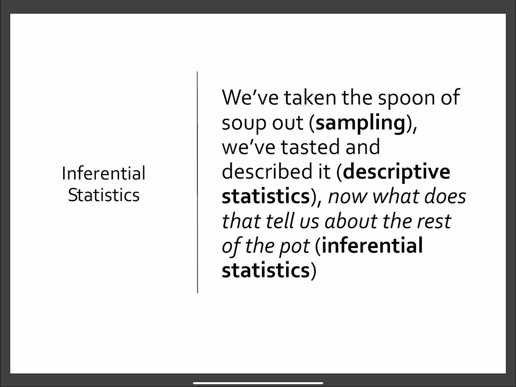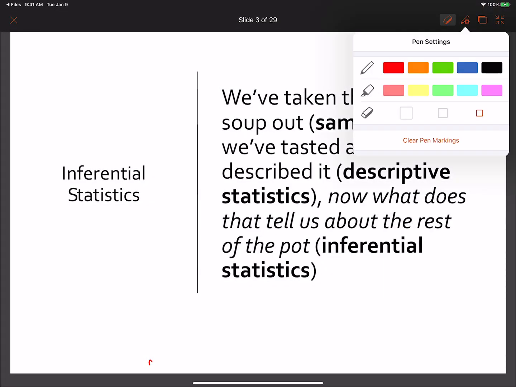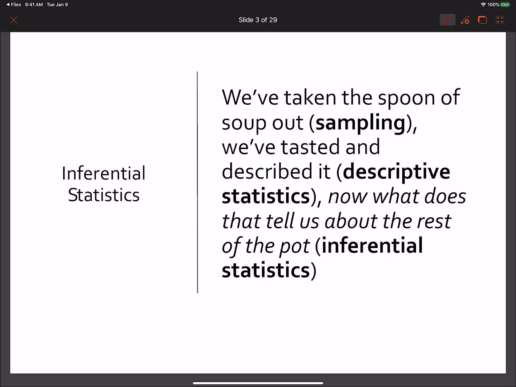Going back to our analogy with our soup, right? When we do our inferential statistics, we've taken out our spoon of soup. That's what we did in the beginning, which is basically covering our sampling. That was our sampling methods and how we actually go about taking our sample. Next, we described it, right? The description was basically our descriptive statistics. We had to do all the measures of center, all the measures of variation, and all the charts, histograms, and graphs.